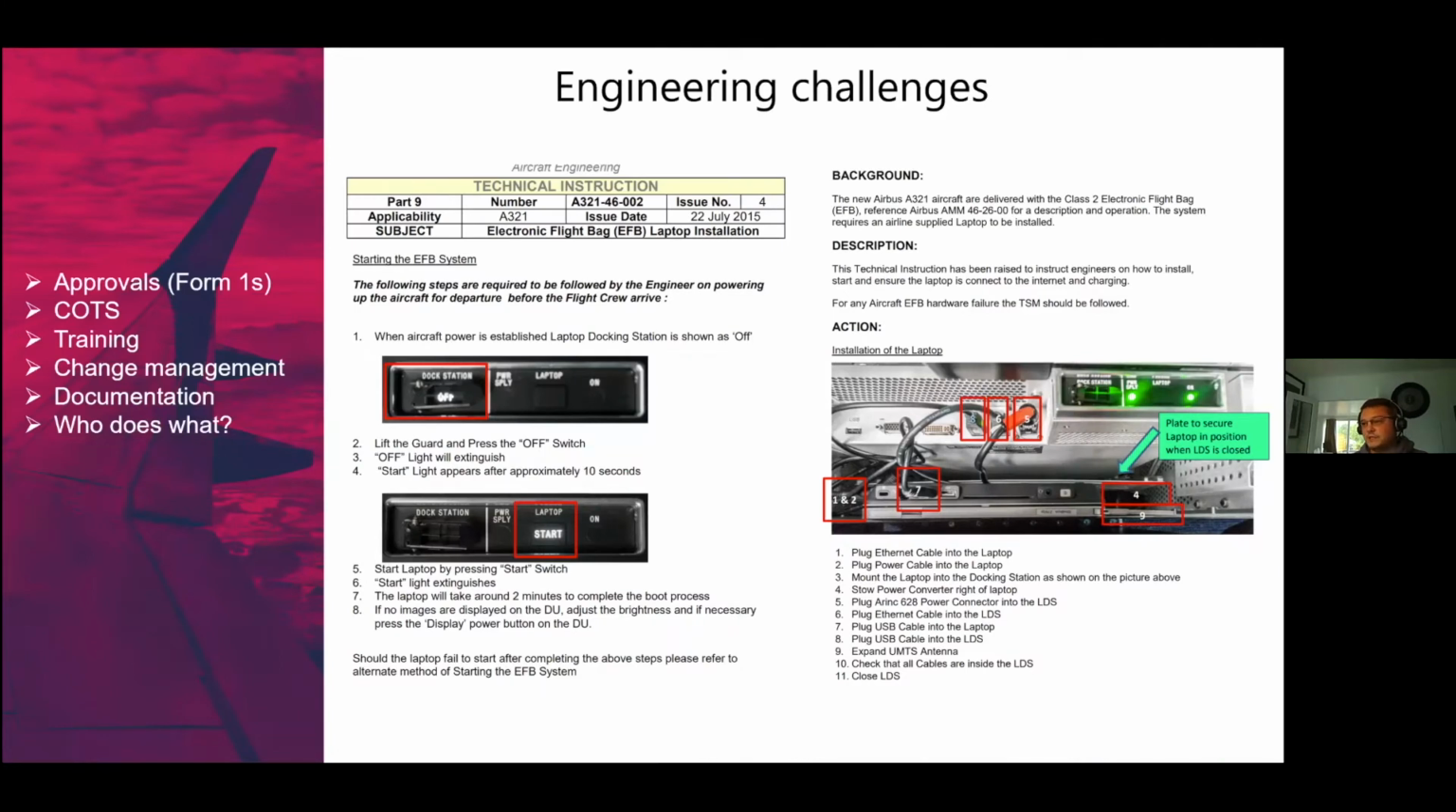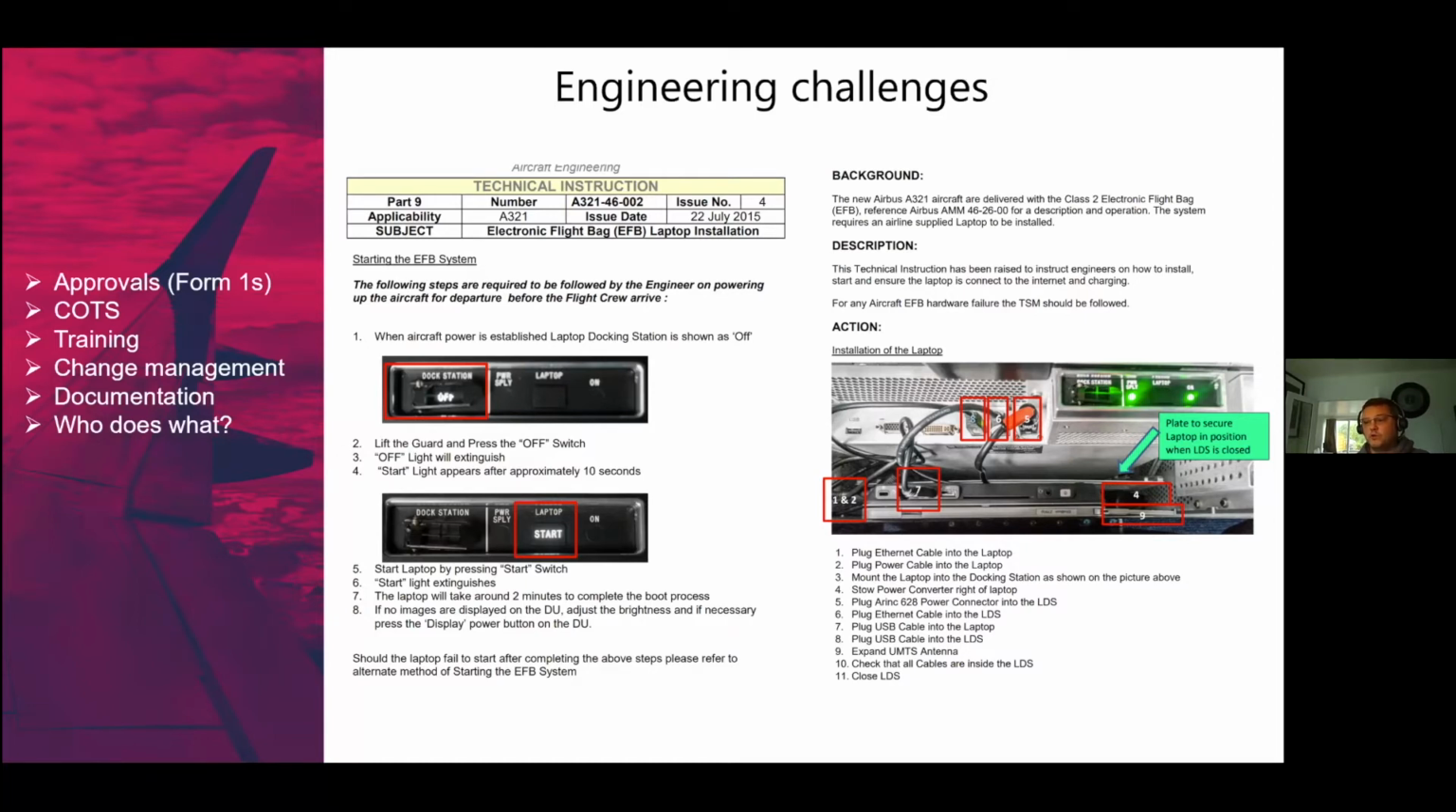Engineering challenges. This is a tech instruction that I wrote back in 2015 for engineering. Engineers are similar to pilots. They follow a series of steps to fix problems. So in order to get them to maintain and understand an evolving world of EFBs, as we go from the more rigid, inflexible, installed EFBs to a portable EFB, engineers have to be trained, and they have to be able to adapt and keep up with the changing market.